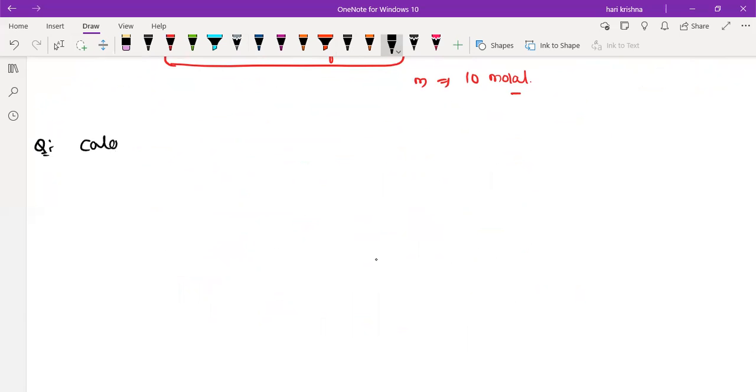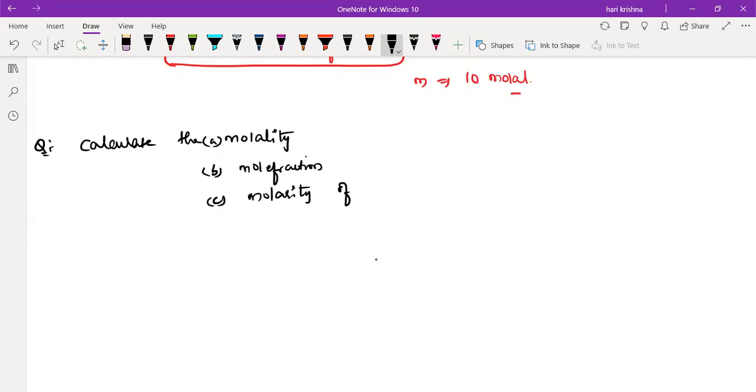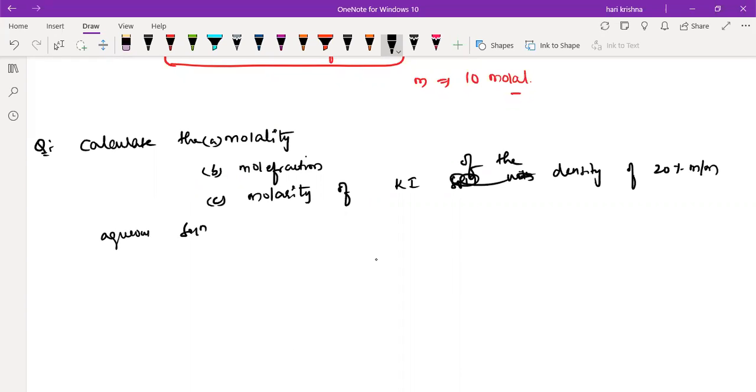Okay, now we'll do one sum which combines all the three concepts: molality, molarity, and mole fraction. Calculate the molality, the molarity, and the mole fraction of a KI solution of 20% mass by mass, with the density of the solution 1.2 gram per ml.